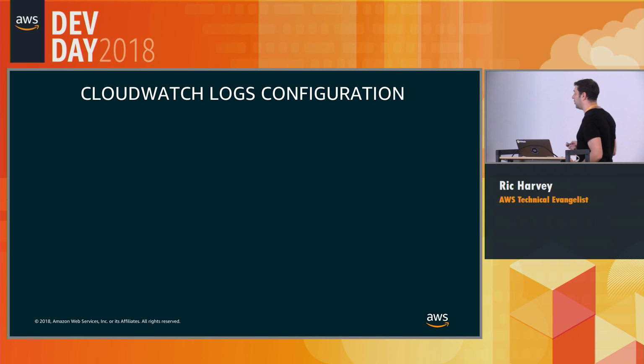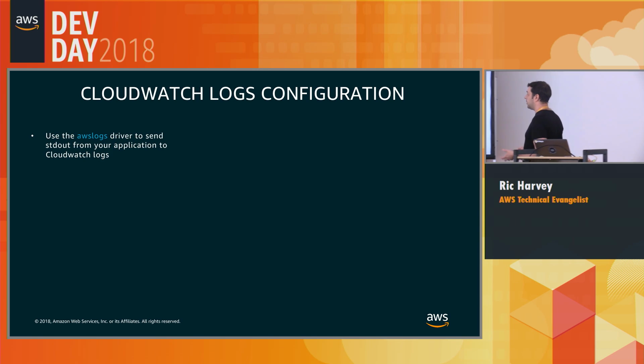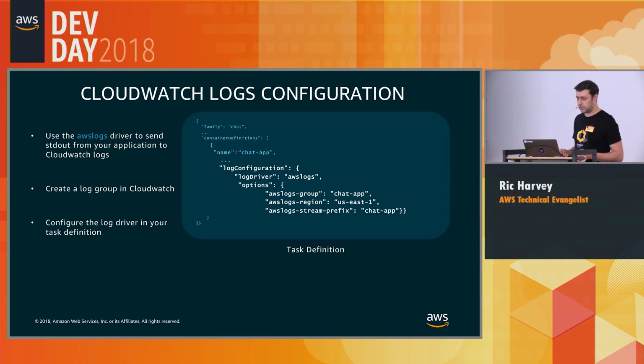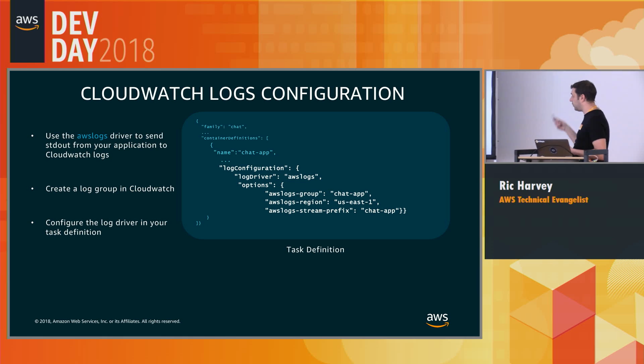So, visibility and monitoring. By default, we've got the AWS logs driver. Any of your containers that output to standard out, we collect those logs and push them into CloudWatch Logs. It's really, really simple to do, and I'm actually doing it in my demo, which is quite nice. So we create a CloudWatch group. In this case, my group is called Chat App. I've set a region of where I'm going to push my log to, and my stream prefix is going to be Chat App as well.